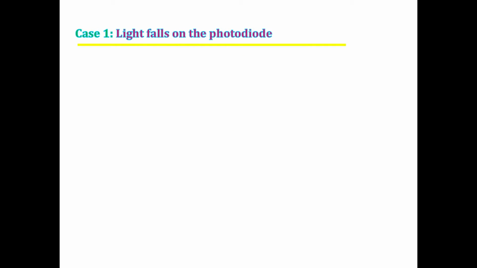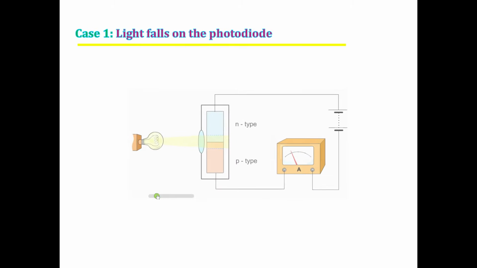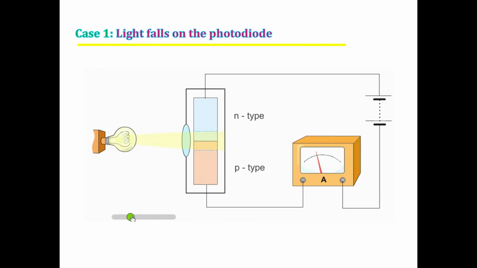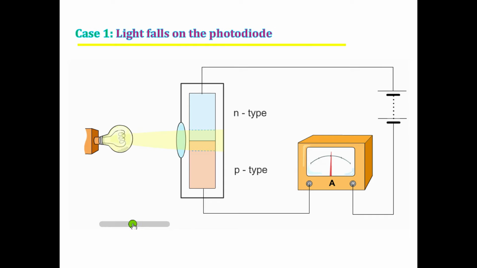Now we'll get into the working principle. As said earlier, we will try to analyze it with two cases. The first case we will take is when light falls on the photodiode. What happens when light falls on the photodiode?